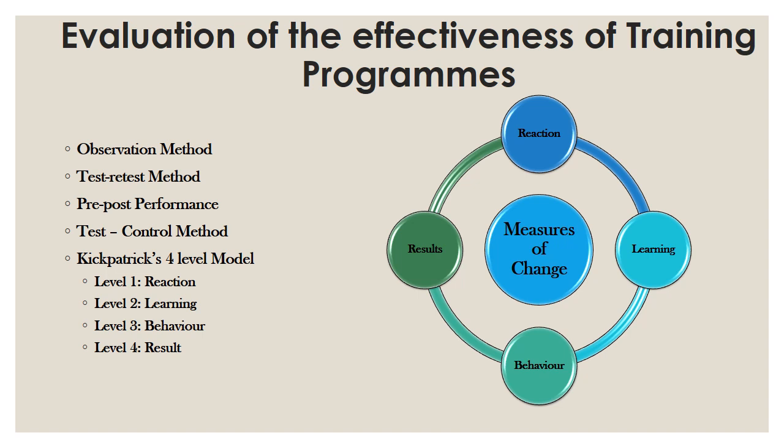Okay, so Donald Kirkpatrick introduced the 4-level training evaluation model, and these 4 levels are reaction, learning, behavior and result. What is reaction? We are trying to measure the reaction of the trainees to the training program. That means what is the reaction of the employee towards the quality of the trainers, the topics, the duration, the quality of food. So we take some kind of feedback where we understand the reaction of the trainees.